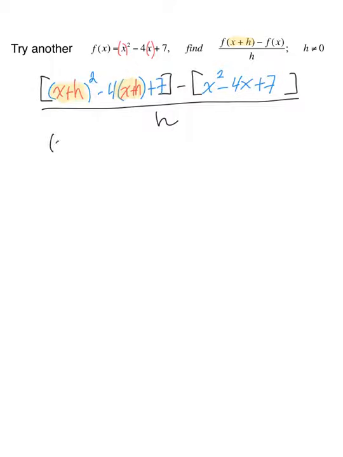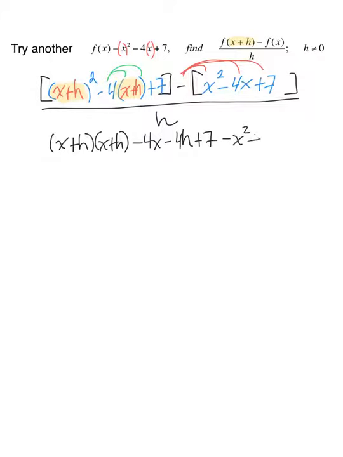So I'm going to take x plus h times x plus h, and then I am going to go and distribute the negative 4 all the way through. So negative 4 times x is negative 4x. Negative 4 times h is negative 4h plus that 7. Then we're going to distribute this negative all the way through, which changes all the signs. So instead of an x squared, I have a minus x squared. Instead of a minus 4x, I have a plus 4x. Instead of a positive 7, I have a negative 7, all over h.